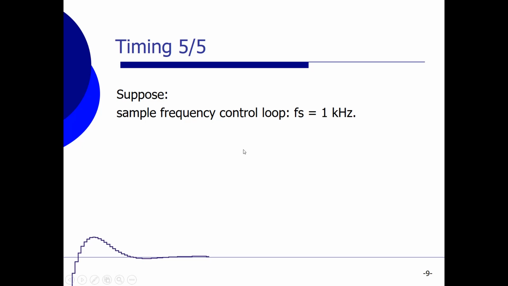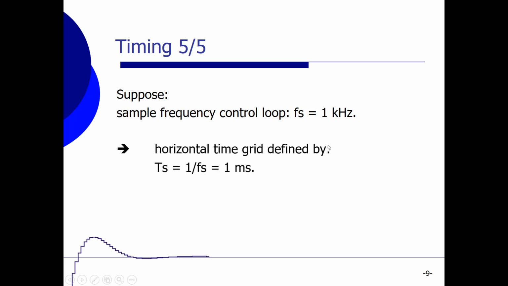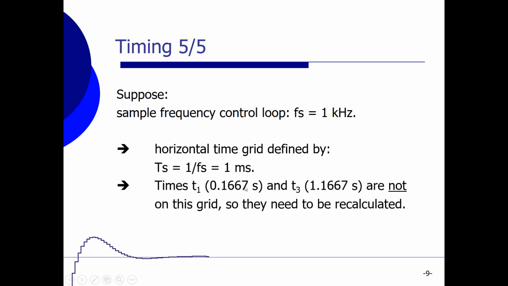But suppose we want to realize this profile in a digital environment with a frequency which is equal to 1 kilohertz. Then the horizontal time grid is defined by the sample time, which is equal to 1 over the frequency, which is 1 millisecond. So we can only have sample times of integer values times that sample time of 1 millisecond. So times T1, which was 0.1667 seconds, and T3, this value, are not on this sample grid. So they need to be recalculated, otherwise our profile cannot be made.